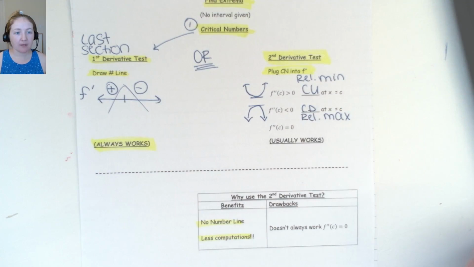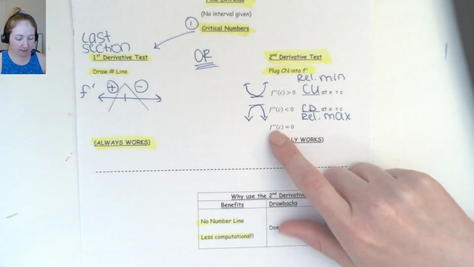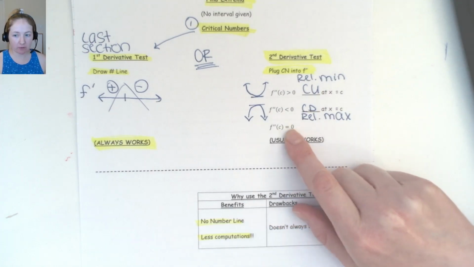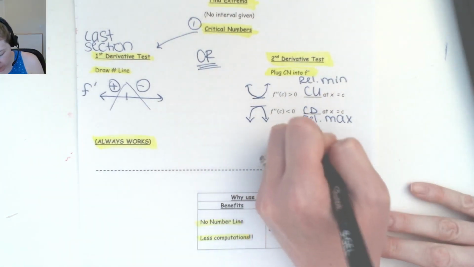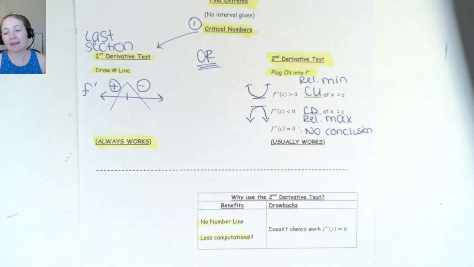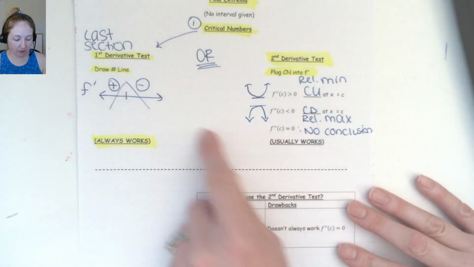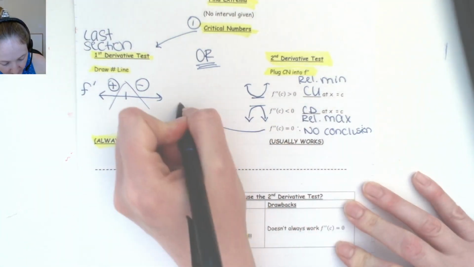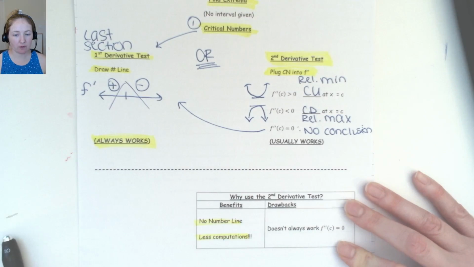Now, the one little hiccup that happens with the second derivative is if the second derivative is equal to 0, then there is no conclusion that you can make. Because you can't say it's concave up, you can't say it's concave down, and so therefore you would have to go back, if it was equal to 0, and use the first derivative test.